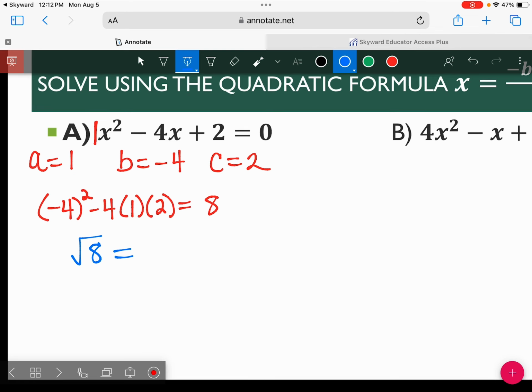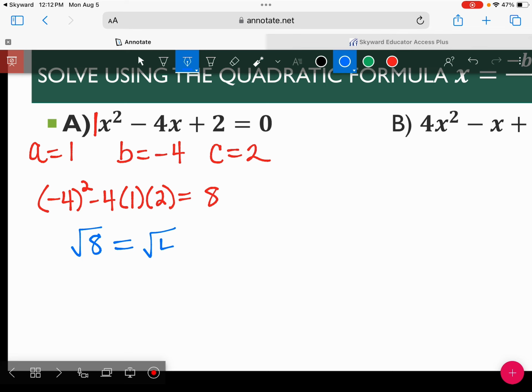So the perfect square that goes into 8 is 4. We're going to take that 4 and break it apart to 4 times 2. The square root of 4 is 2. So this is my simplified discriminant. You do have to simplify it. If there's a perfect square underneath, you have to simplify it.